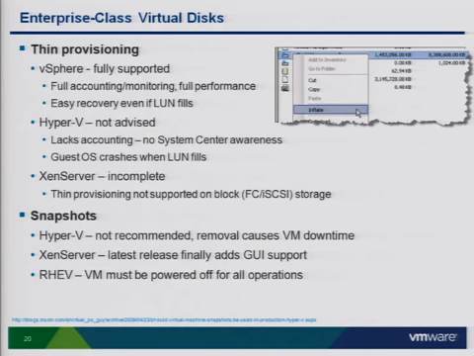Red Hat Enterprise Virtualization has basically version 1.0 of snapshots. The VMs have to be powered off to do any snapshot operations, even to take a snapshot, and also then to restore it back. So it's very basic, and vSphere really shows its maturity in this area.